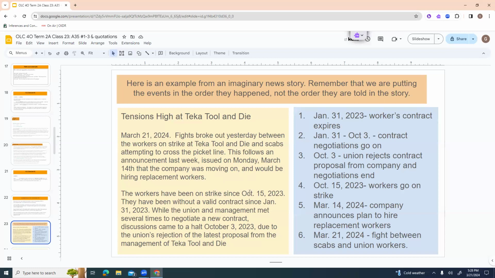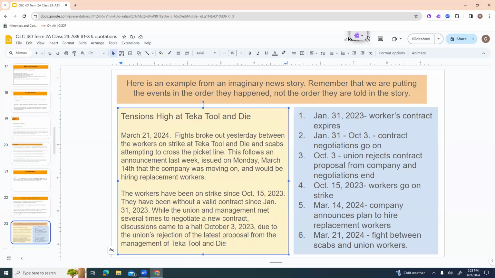The workers have been on strike since October 15th, 2023. They have been without a valid contract since January 31st, 2023. While the union and management met several times to negotiate a new contract, discussions came to a halt October 3rd, 2023, due to the union's rejection of the latest proposal from the management of Tekka Tool and Die.